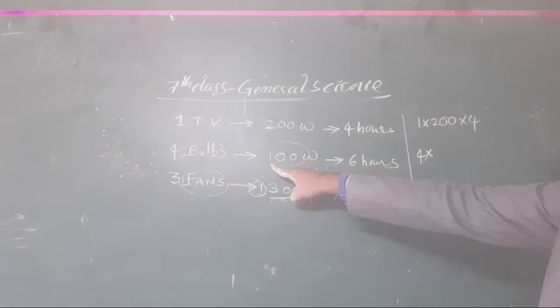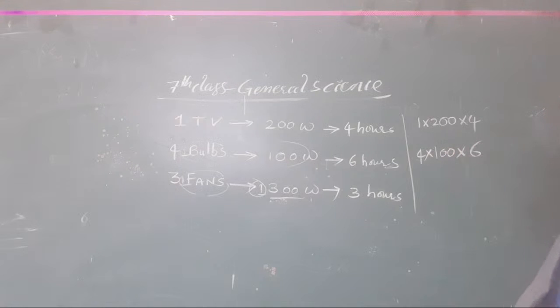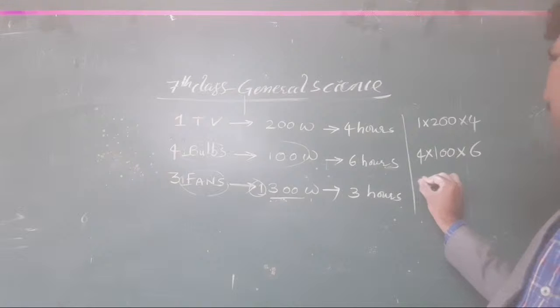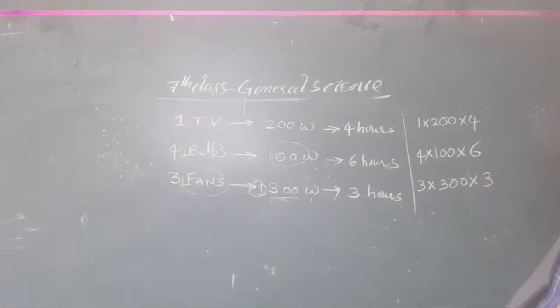Okay, every bulb requires 100 watts, and how many hours? 6 hours. Here 3 fans are there, 300 watts are required. How many hours do they work? 3 hours. Now it is 800 watts consumed here, and here 6 hours, there it is 400, that's why it is 2400 watts.